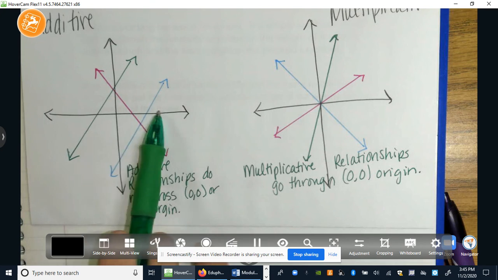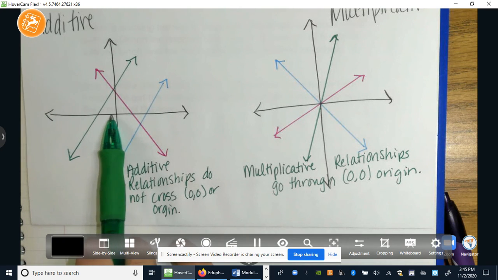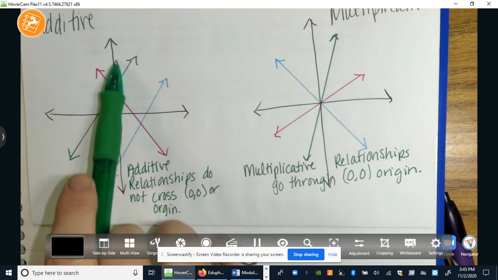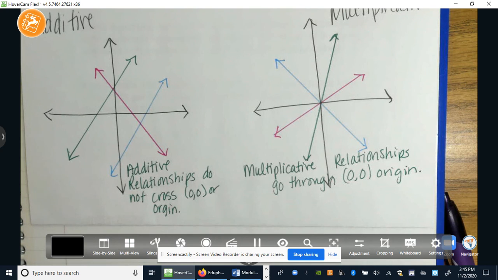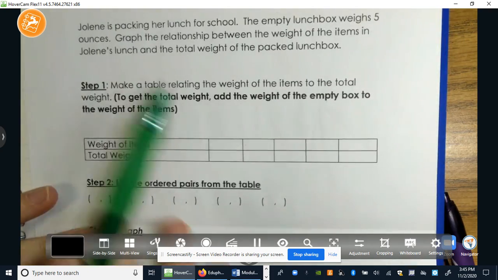Here, if I multiply 0 by 5, I get 0, but then add 4, or 0, 0 plus 4. Well, any number plus 0 is going to be that number, so I would go up and down on my y-axis. So that's a way you can visually see and just tell right off the bat if it's going to be additive or multiplicative. Okay, so here's our question.